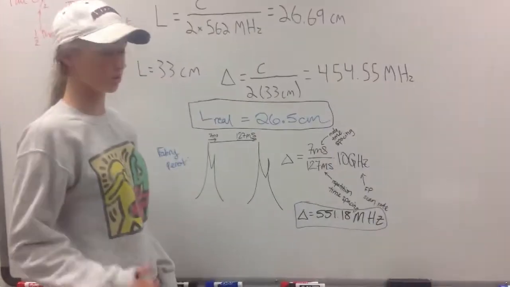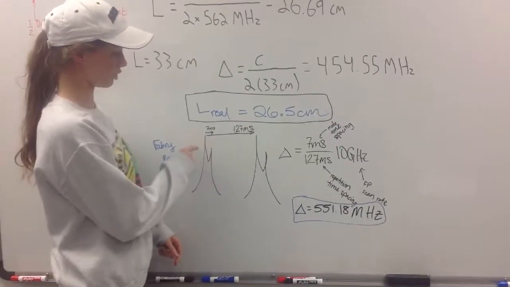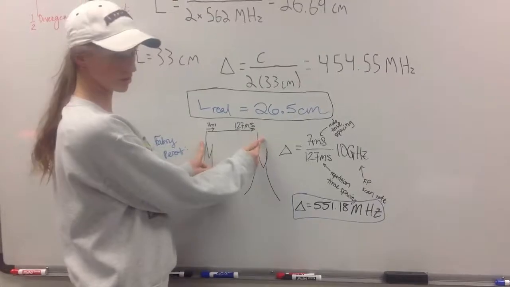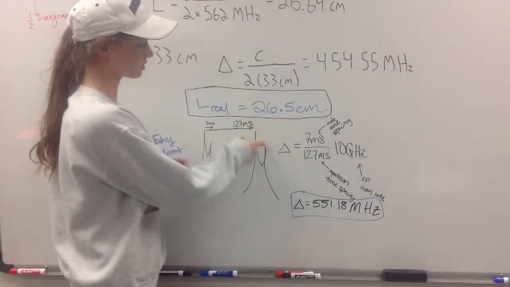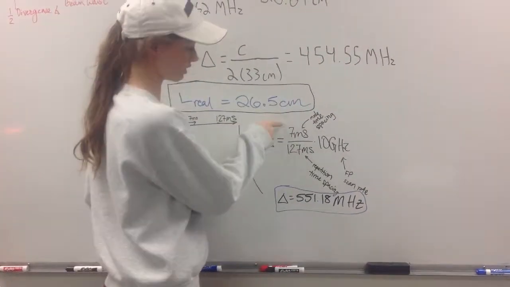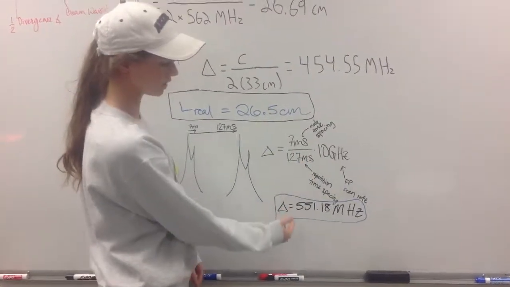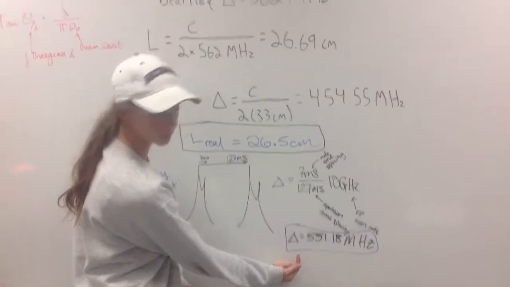With the Fabry-Perot, we measured on the oscilloscope a mode time spacing of 7 milliseconds, and then the repetition between the laser pulse was 127 milliseconds, which we used and divided the two, and multiplied it by the scan rate of the Fabry-Perot to get a beat frequency of 551.18 megahertz.